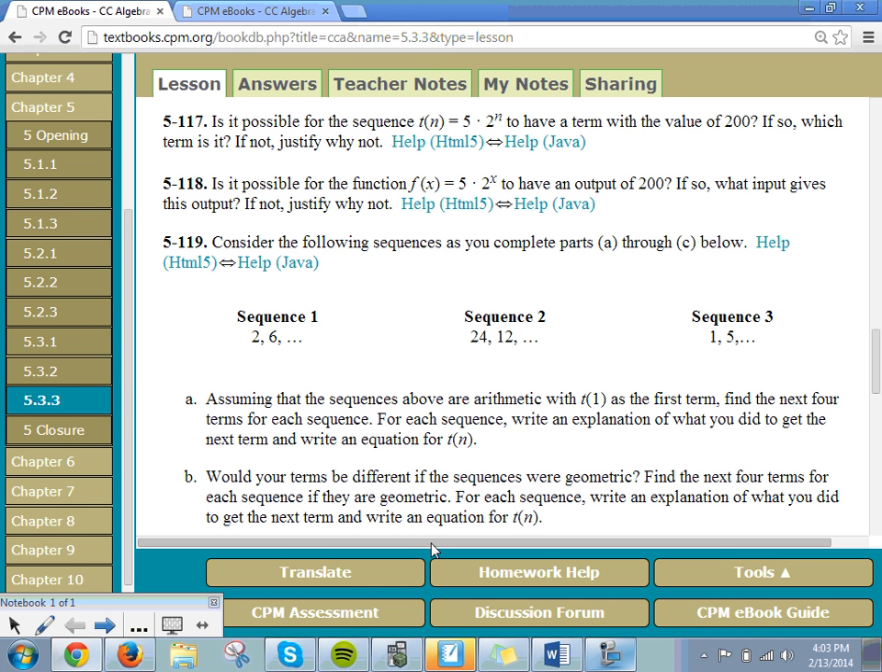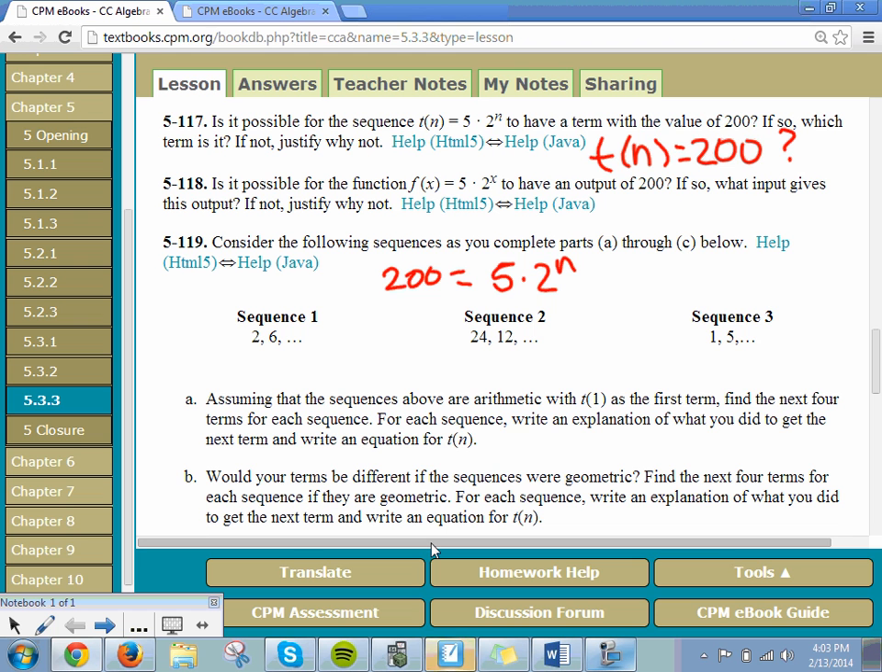So in number 117, they ask if it's possible for the sequence t of n equals 5 times 2 to the n to have the term value of 200. So what they're really asking us in this problem is, is it possible for t of n to equal 200? And so what we want to do here is set 200 equal to 5 times 2 to the n. So I know that you guys don't know how to solve these problems exactly.